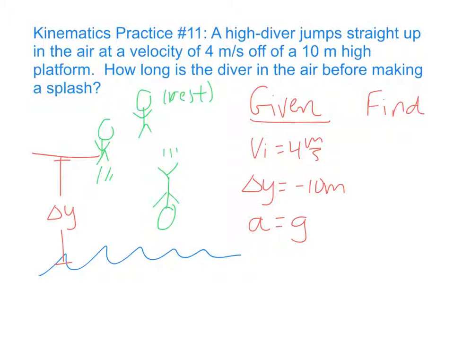And what are we looking for? Time. We want to know how long the diver is in the air before making a splash. So let's see. Based on what we're given, we have the initial velocity, delta y, and a. We're looking for time. There's two ways to solve this problem. I'm going to take the longer way just in case you ever get a similar problem where you have to break it up into two, but this can also be solved quadratically. So I'll do it the longer way first, and then I'll show you the quadratic way. If you don't care about the longer way, just fast forward to the end for the quadratic.